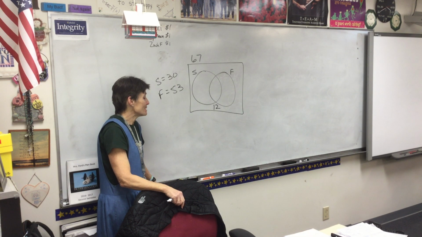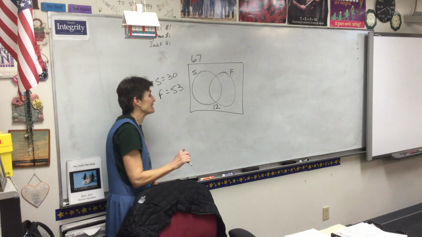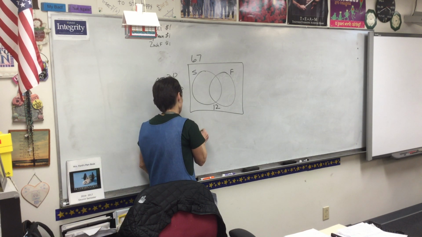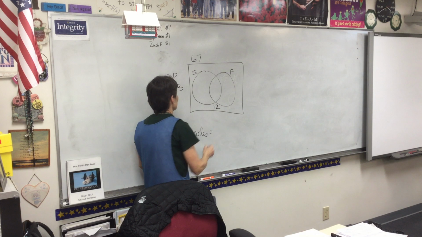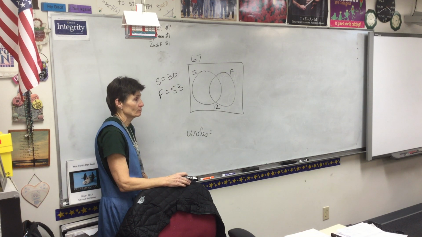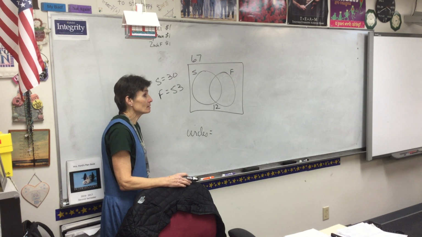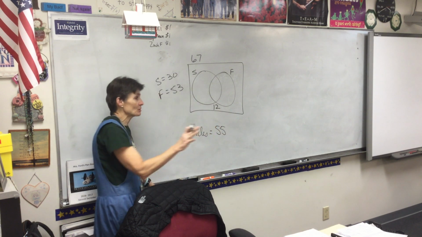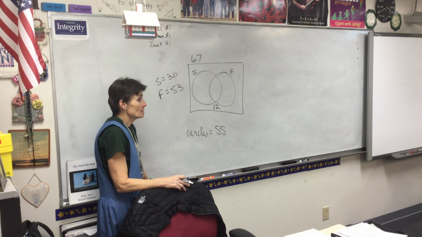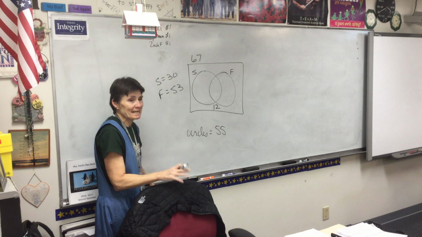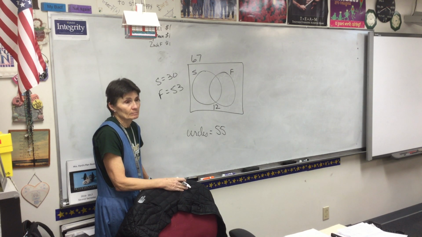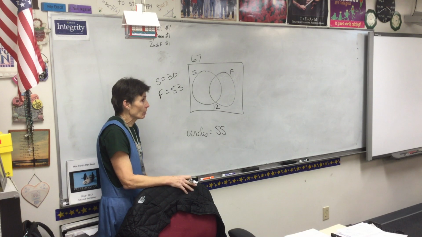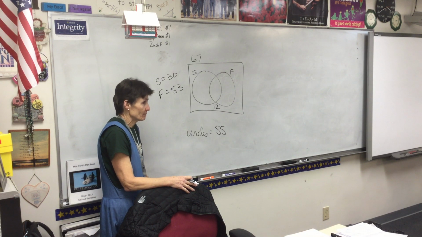So what does that mean about the number of people inside the circles? Inside the circles would be how many people? 55. There's 67 total people. 12 of them aren't eating. So how many are eating? 55, right?